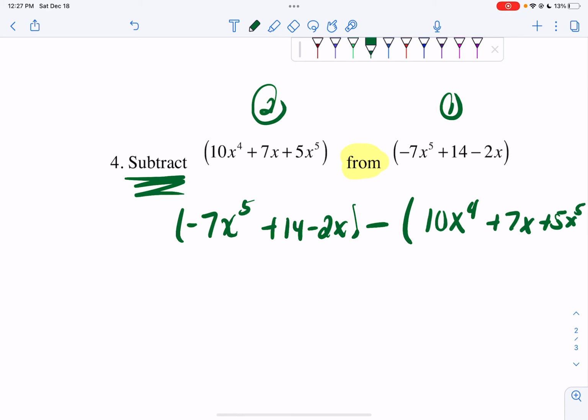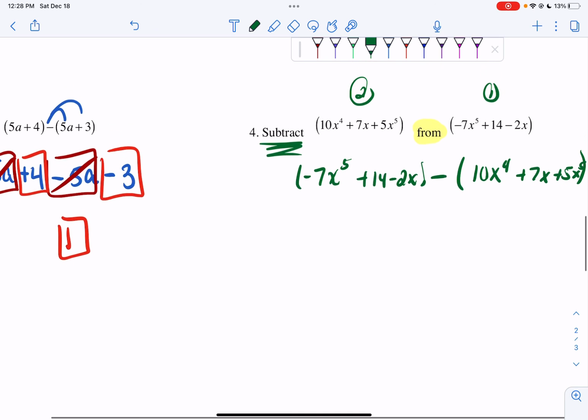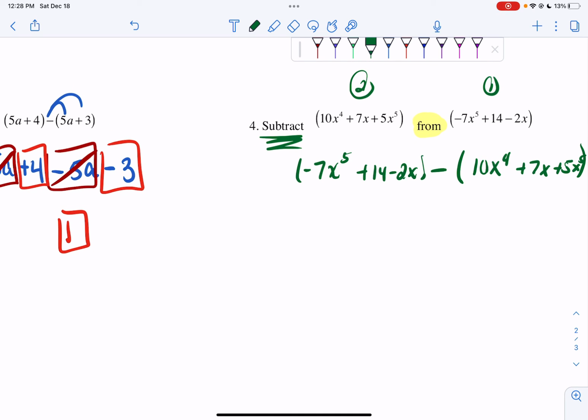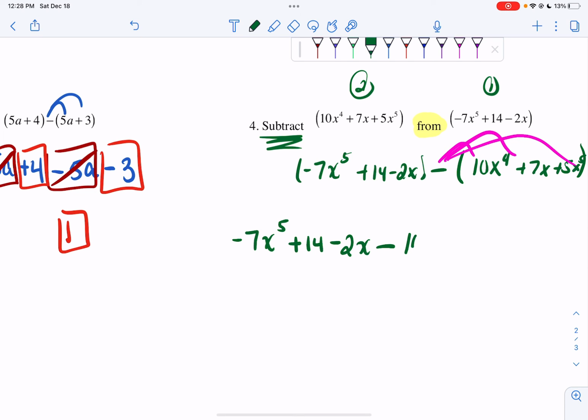So I'm doing negative 7x to the fifth plus 14 minus 2x subtract 10x to the fourth plus 7x plus 5x to the fifth. Now, we're going to rewrite it by dropping everything in the first one. So I have negative 7x to the fifth plus 14 minus 2x. And now I'm going to subtract. But I remember I changed the sign of everything. So this 10x to the fourth becomes a minus 10x to the fourth. That 7x becomes a minus 7x. And that 5x to the fifth becomes a minus 5x to the fifth.